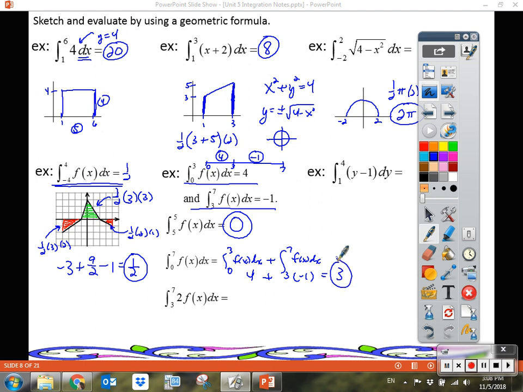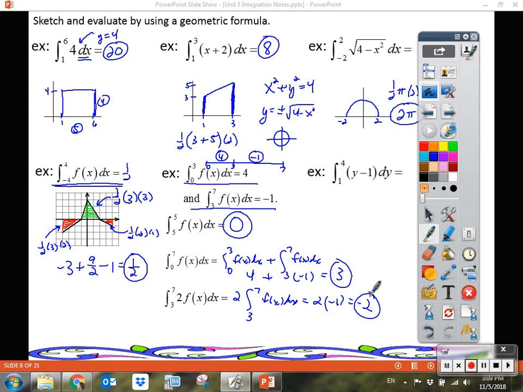Great. Okay, our last one, we want to do basically the integral from 3 to 7 of 2 f of x dx. Okay, great. We get to use our little rule. We don't have many of them, so we're really happy when we get to use one. Let's pull the 2 out. 3 to 7 of f of x dx. So that's going to be 2 times, and what did we say our integral from 3 to 7? That was -1, so it gives me -2.